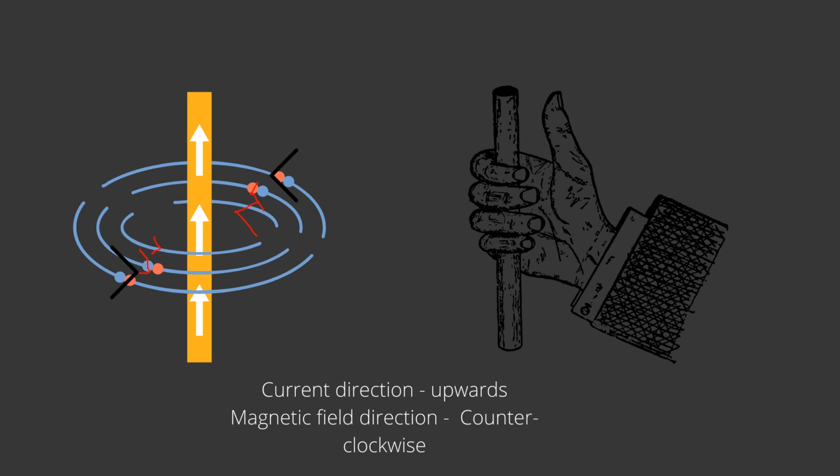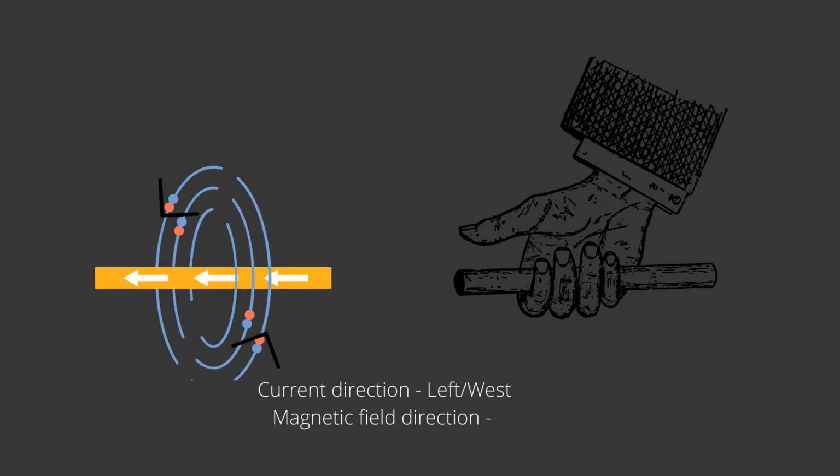Use your right hand. Check in which direction your fingers are curled. So they are curled in this counterclockwise direction, right? And this will be your current here. Hope that is clear. So let us now look at another example.